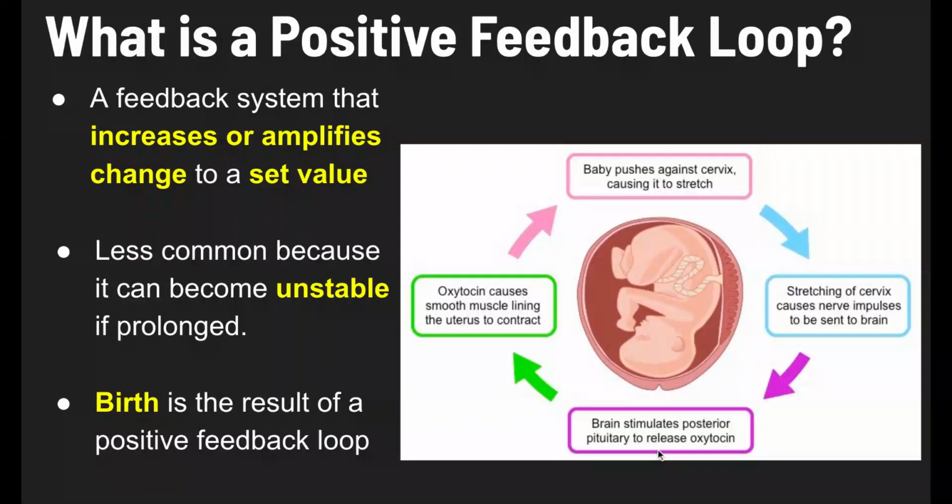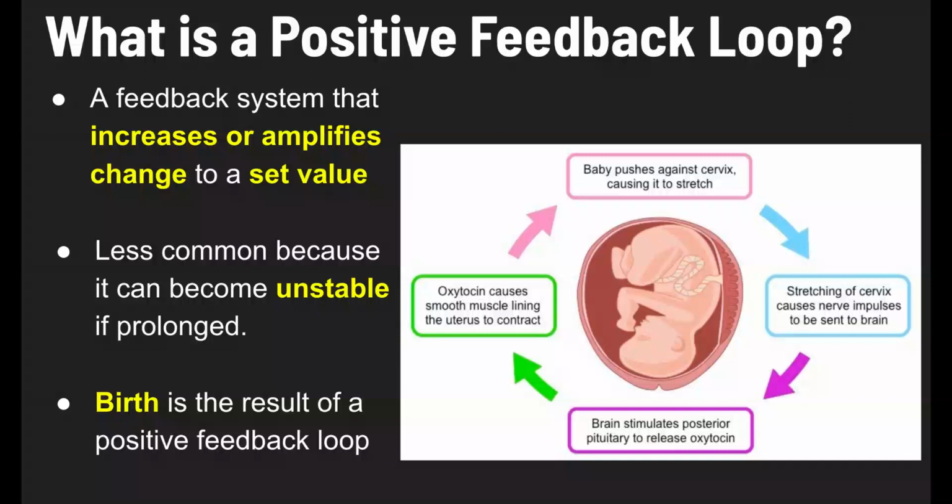When those nerve impulses are received by the brain, it then stimulates what's called the posterior pituitary to release oxytocin. So the key there is the stretching of the cervix sends this impulse to the brain, and when the impulse reaches the brain, the brain tells the body to start making oxytocin. But now go to the green. What does oxytocin do? Oxytocin causes the smooth muscle lining in the uterus to contract, to squeeze.